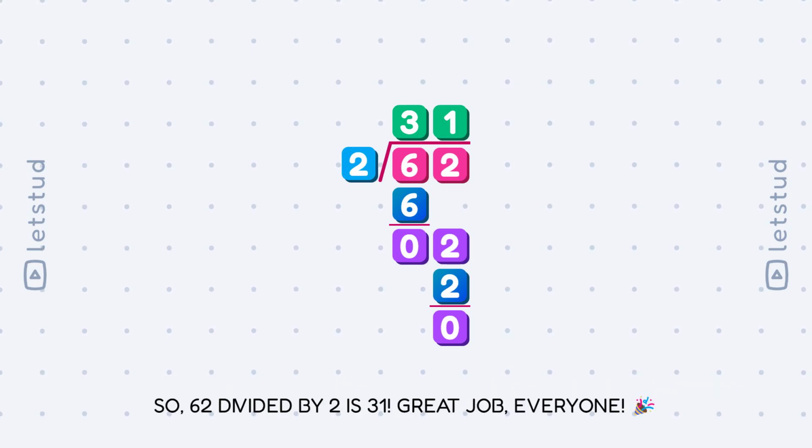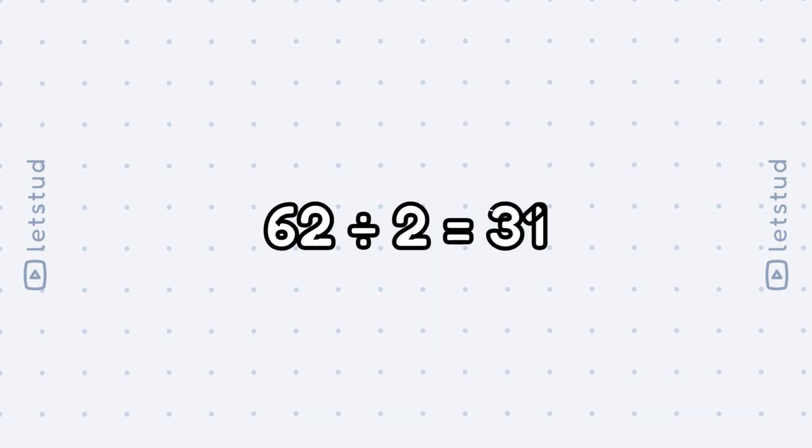So 62 divided by 2 is 31. Great job, everyone! We just showed how 62 can be split into 2 equal groups of 31. See, you really rocked this long division problem. Keep practicing and you'll be a math superstar.